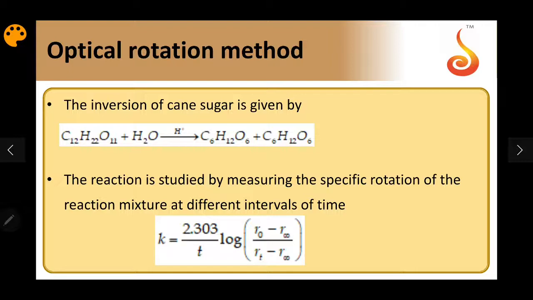At zero time it is R0, at any time t it is Rt, and at infinite time it is R infinity. So k is given by 2.303 by t into log of (R0 minus R infinity) by (Rt minus R infinity), or we can even write (R infinity minus R0) by (R infinity minus Rt); both are the same.